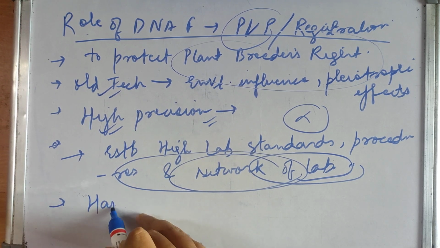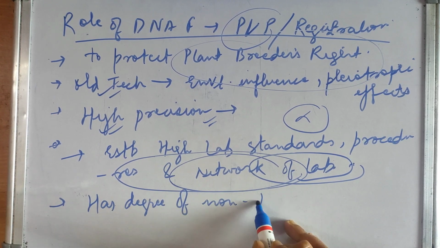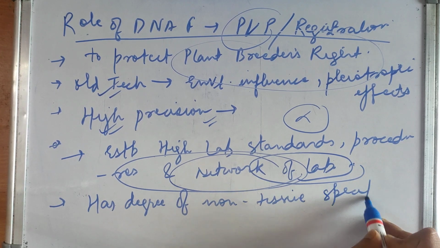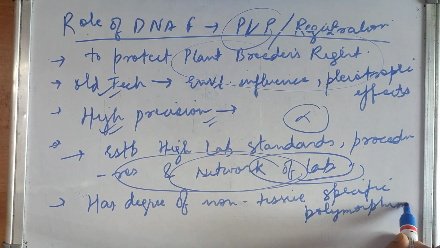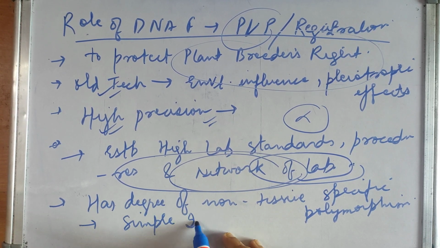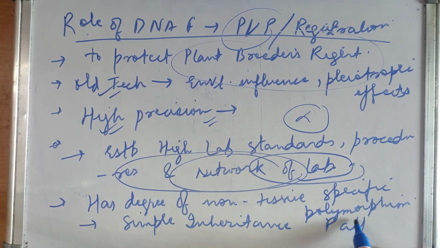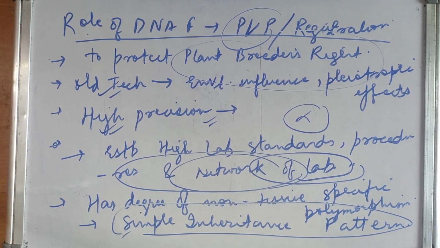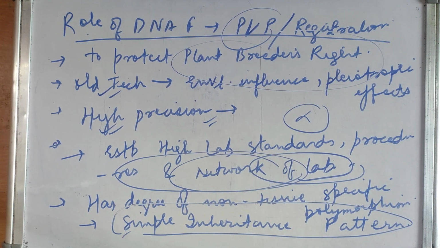It also has a high degree of non-tissue specific polymorphism, and it has a simple inheritance pattern, which doesn't complicate things. So this was the role of DNA fingerprinting in plant variety protection or registration.